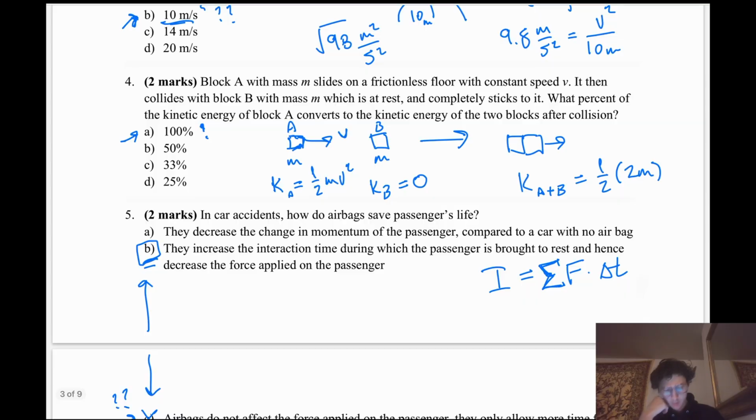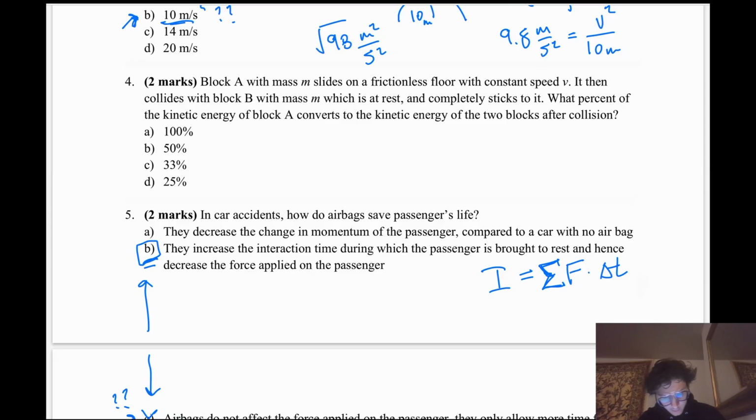Block A, mass M, slides on a frictionless horizontal floor. It then collides with block B, mass M, which is at rest, and completely sticks to it. What percentage of kinetic energy of the block A converts to kinetic energy of the two blocks after the collision? Okay, I'm just going to erase this because I have a mental picture of what's going on, but I want to figure out what this percentage thing they're talking about is. So what percentage of kinetic energy converts to kinetic energy?